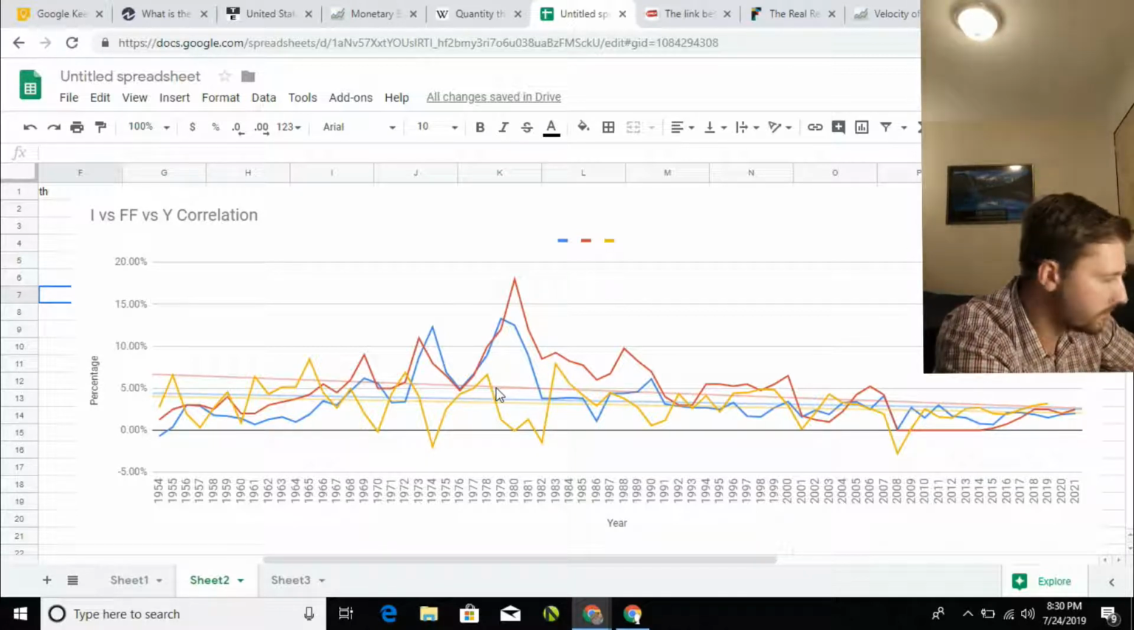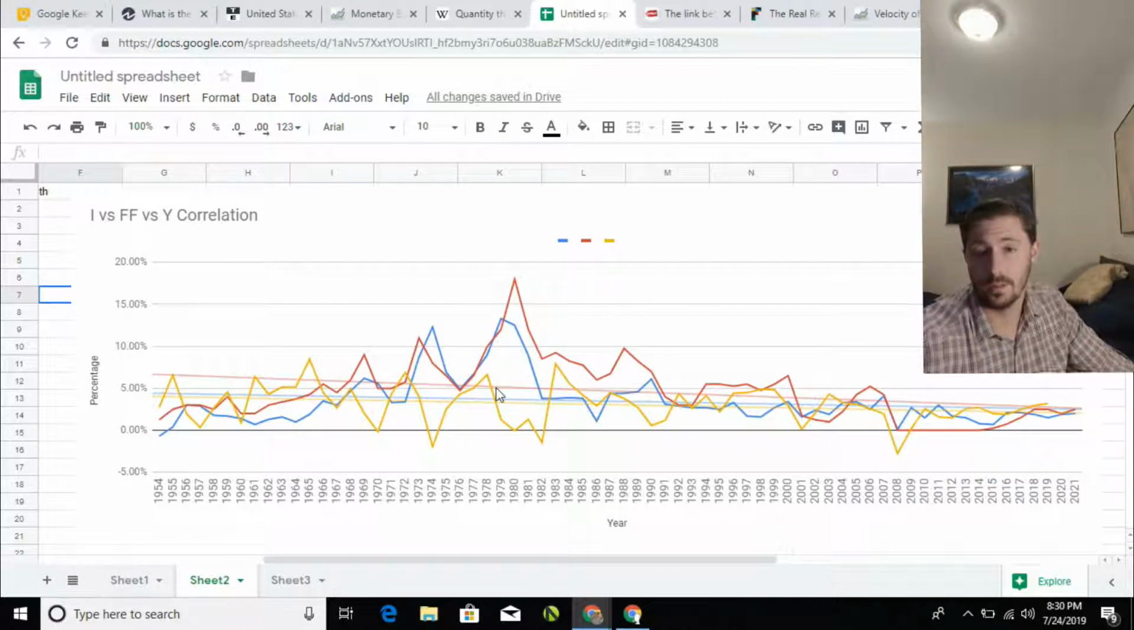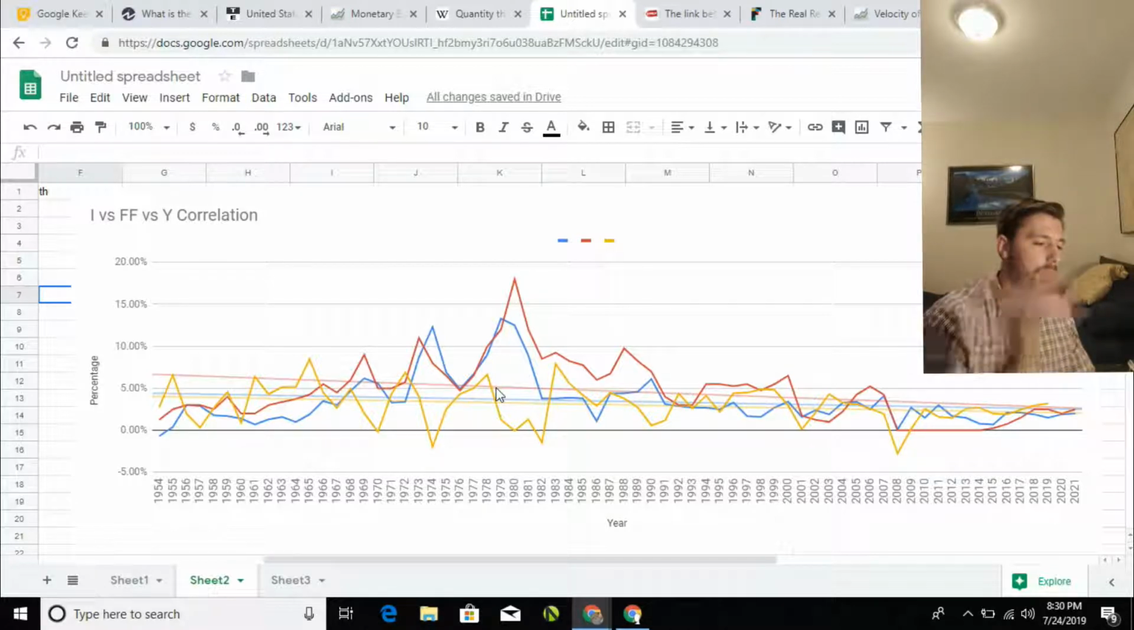A lot of people on the news now are saying, "Oh, the Fed's going to cut rates to try to boost inflation." Excuse me? Look what happens when the Fed tries to cut rates.